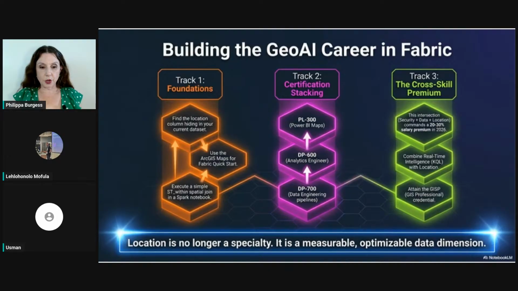And there are ways to continue to learn it and apply it. So track 1 is just finding the location column hiding in your current data set. You can use the ArcGIS Maps for Fabric as a quick start. You can execute a simple ST_Within to do spatial joins in a Spark notebook.